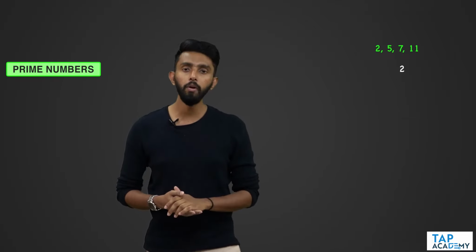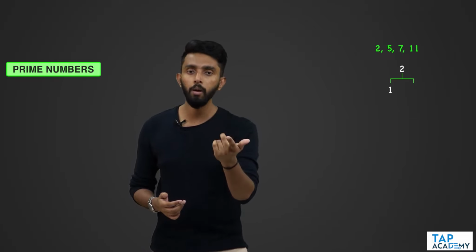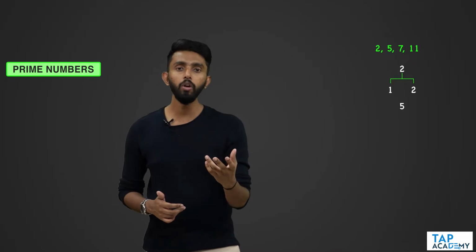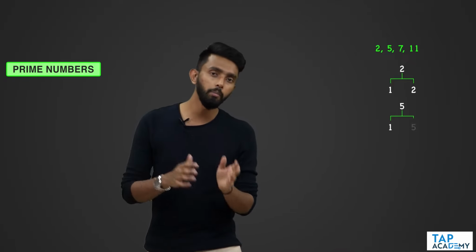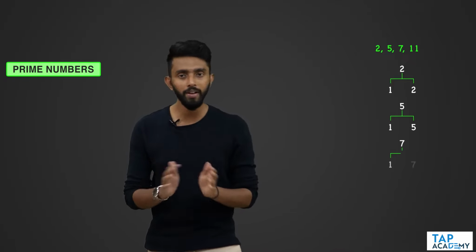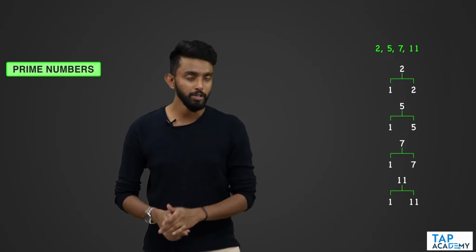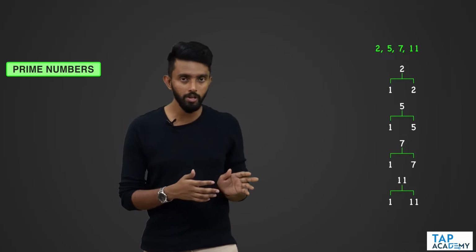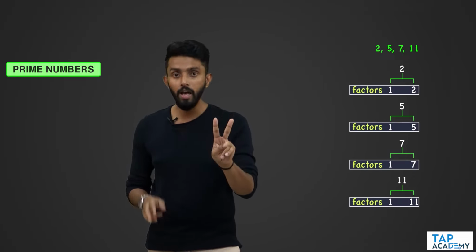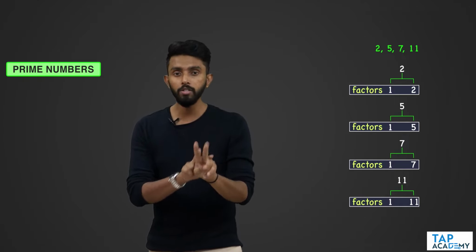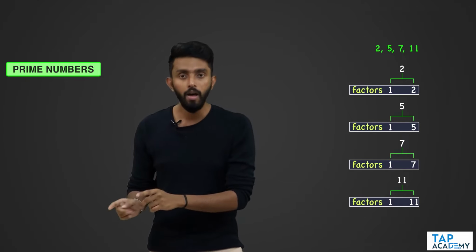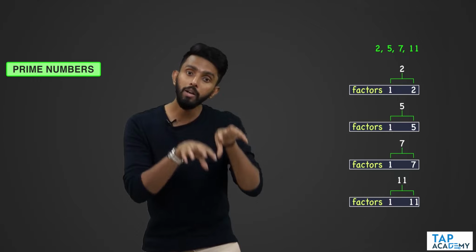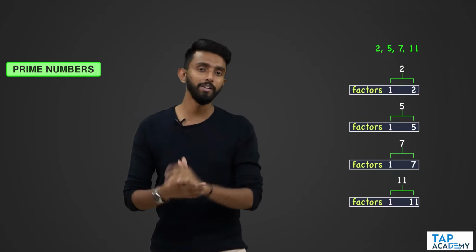2 can only be perfectly divided by 1 and the number itself which is 2. 5 can only be perfectly divided by 1 and the number itself which is 5. 7 is 1 and 7, 11 is 1 and 11. So clearly you can notice a prime number is such a number which has two factors. And what is important about those two factors is it is the number 1 and the number itself. These are the only two factors it will have.